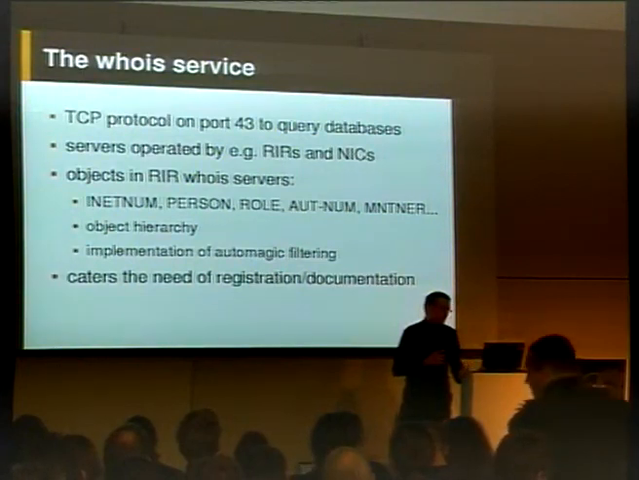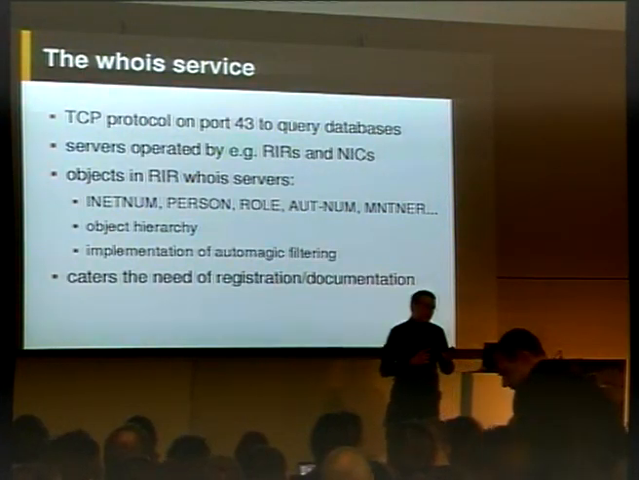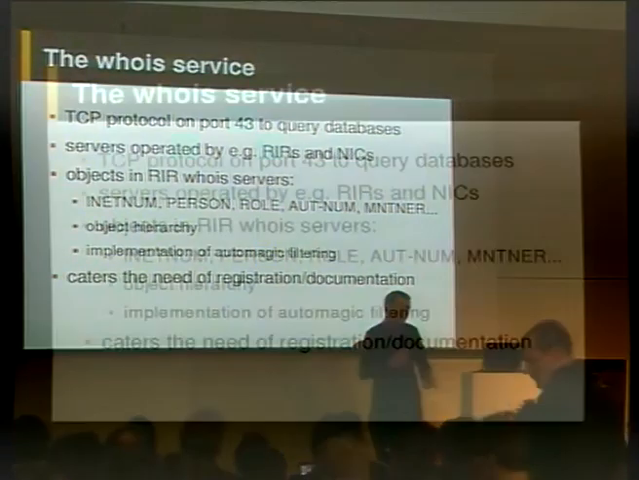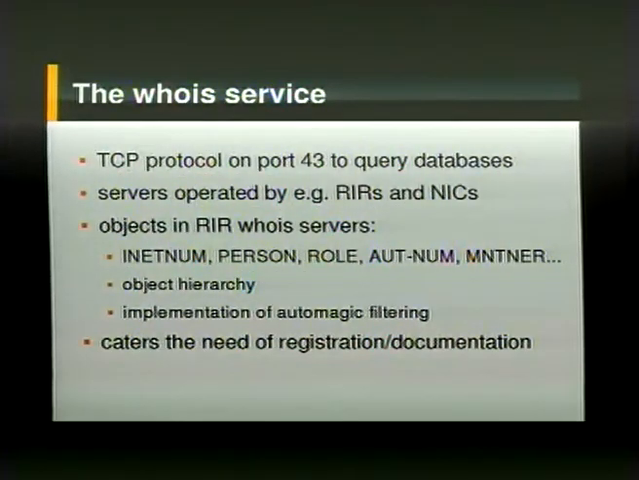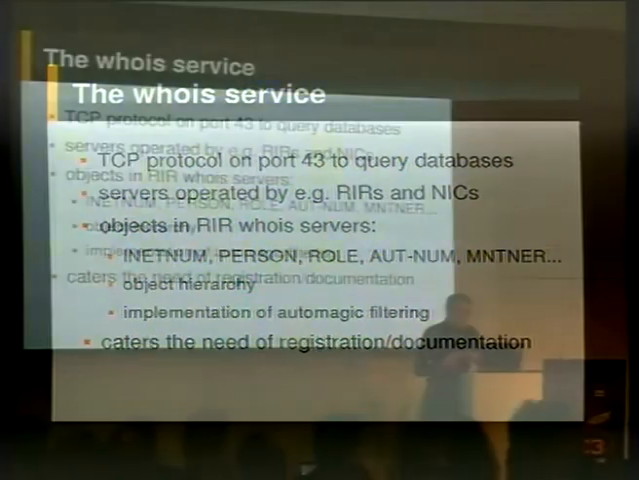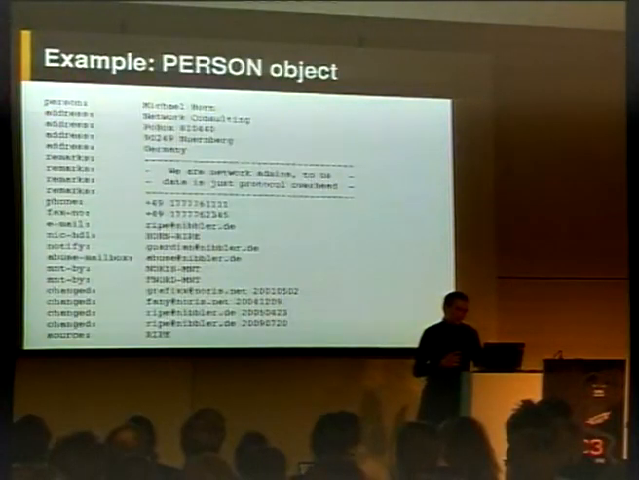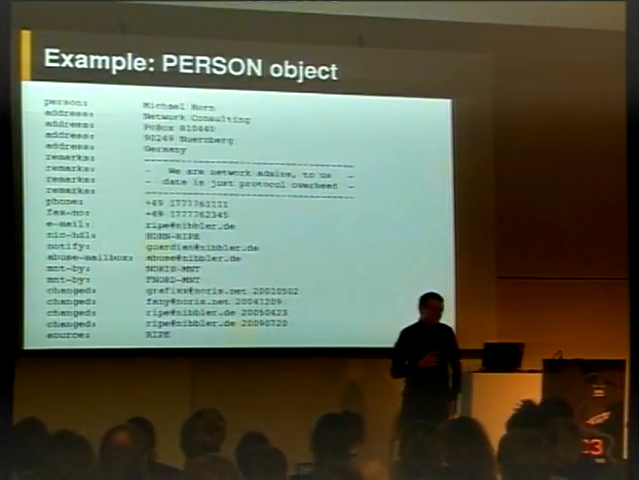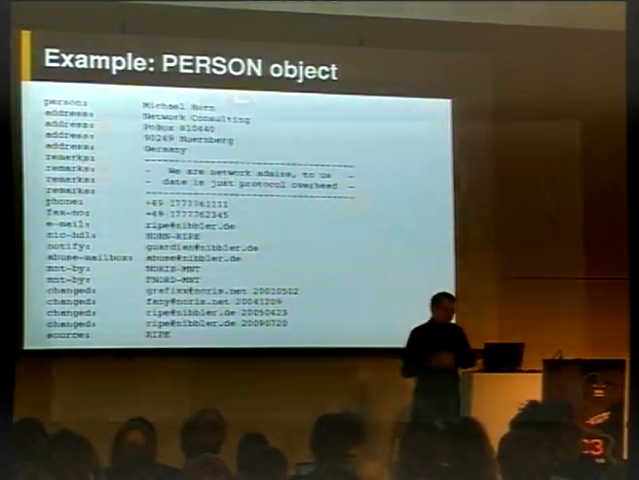The RIR databases are the places where you find which IP address belongs to whom, which AS number belongs to whom, and therefore they use a database system that can have several objects. One is the inetnum object, for example, which is for IP addresses. I will come to that later. The important thing is, the stuff we will talk about is in these whois databases. For example, a person object looks like this. You just have these fields.